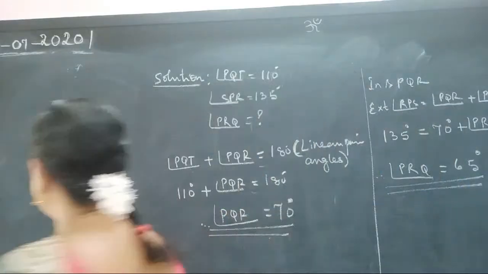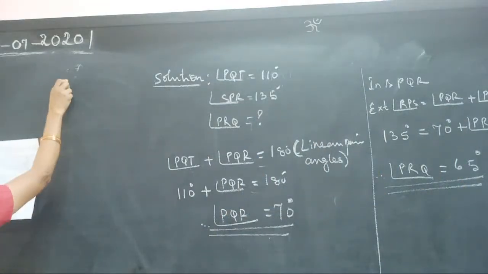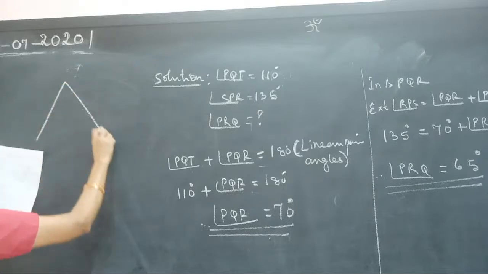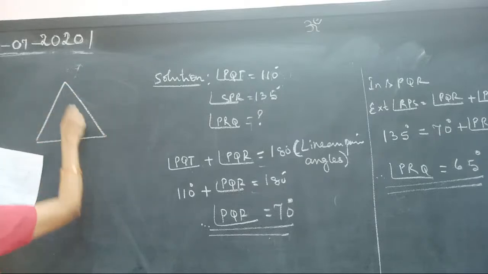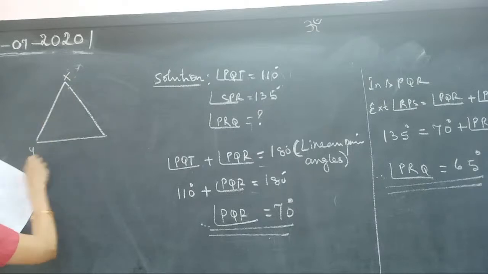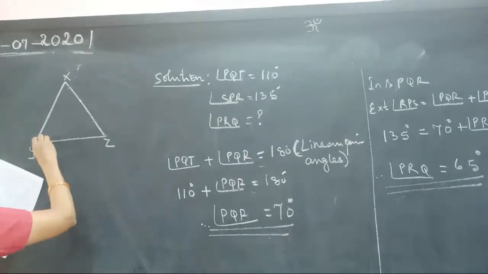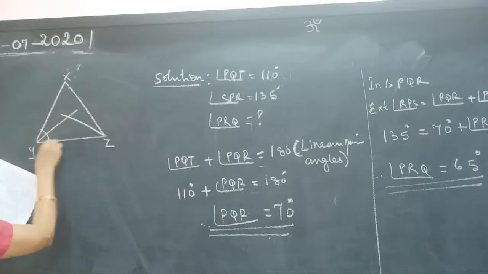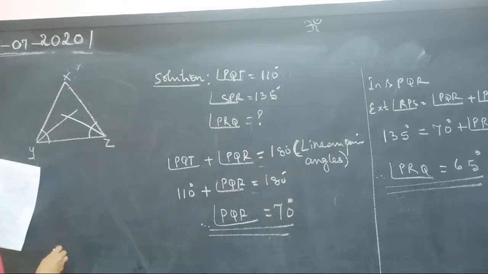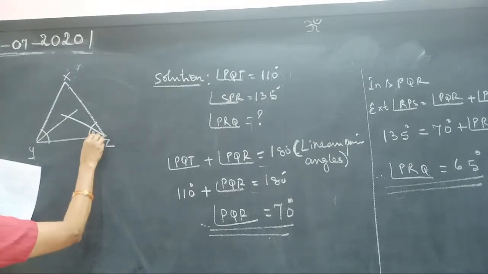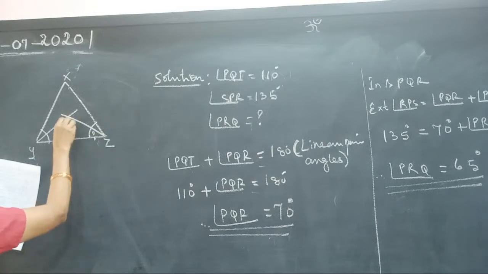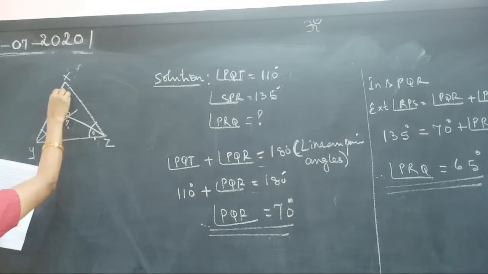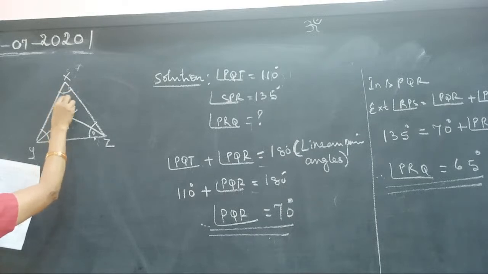Take the figure based on this question. XYZ is a triangle where YO and ZO are the bisectors of the base angles Y and Z. Find angle OZY and YOZ. Draw the figure. Use scale and pencil for the figure.